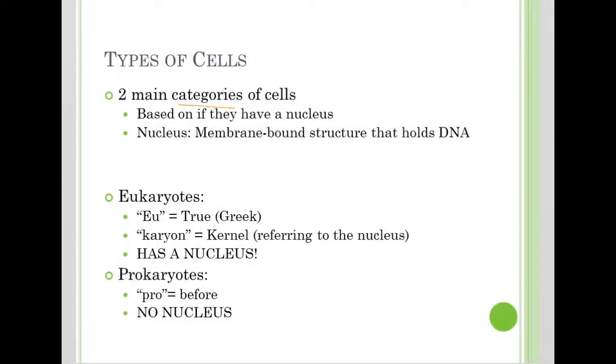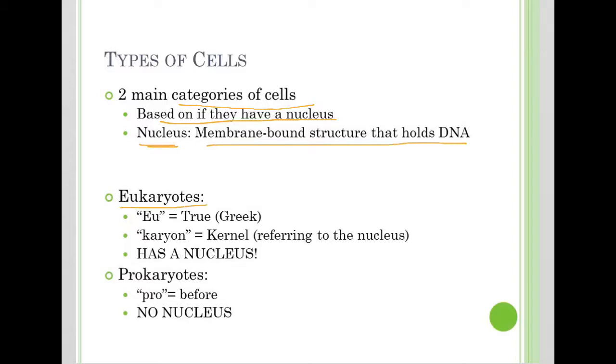There are two main categories of cells, and these categories are really based on whether or not they have a nucleus, and we'll talk more about that in a bit. But a nucleus is going to be a membrane-bound structure that holds the DNA. So do they have that nucleus that holds their DNA, or do they not? Two main categories, and I'll talk a little bit about each.